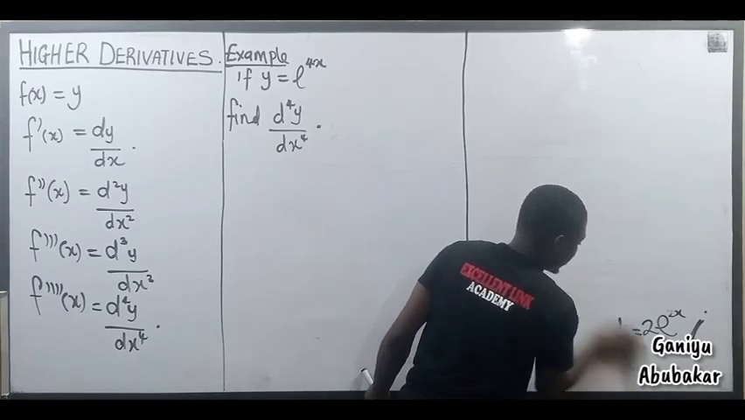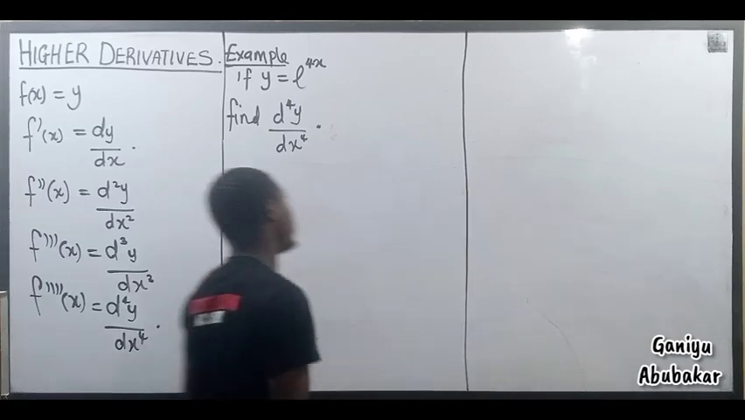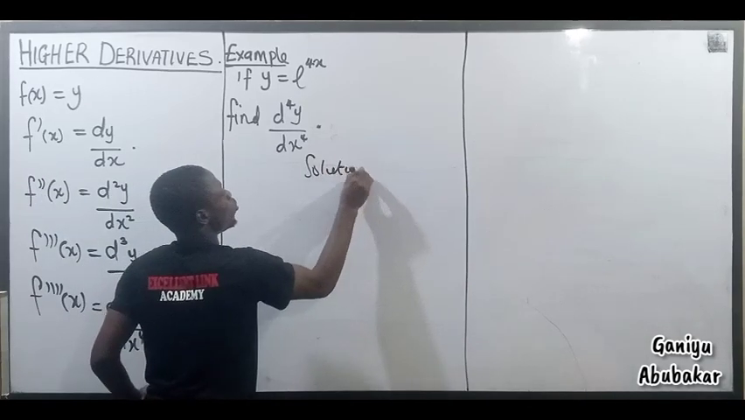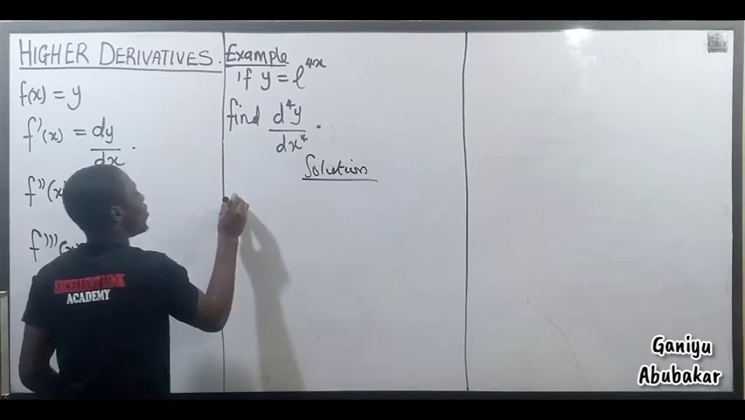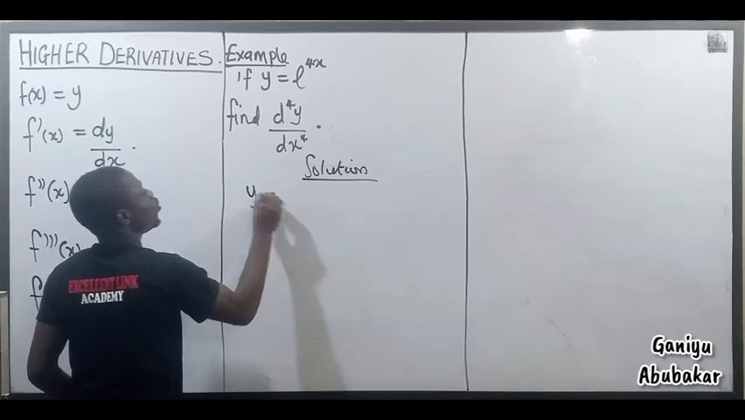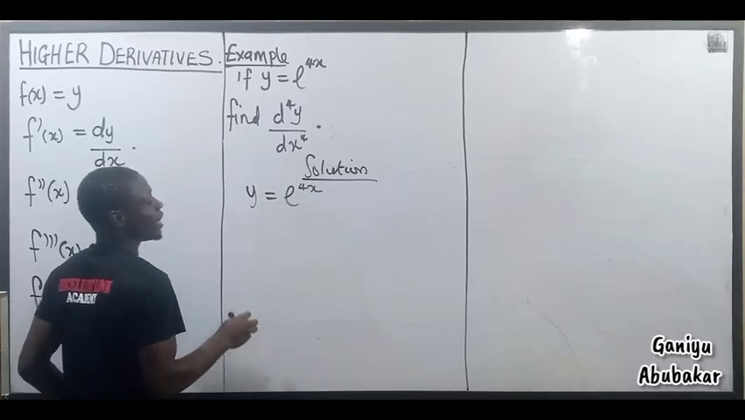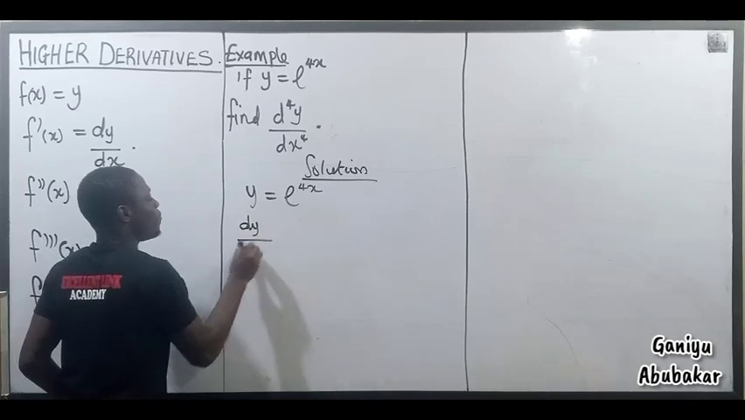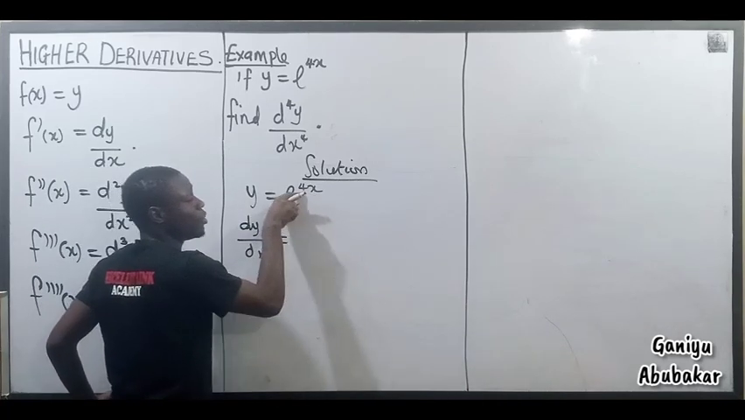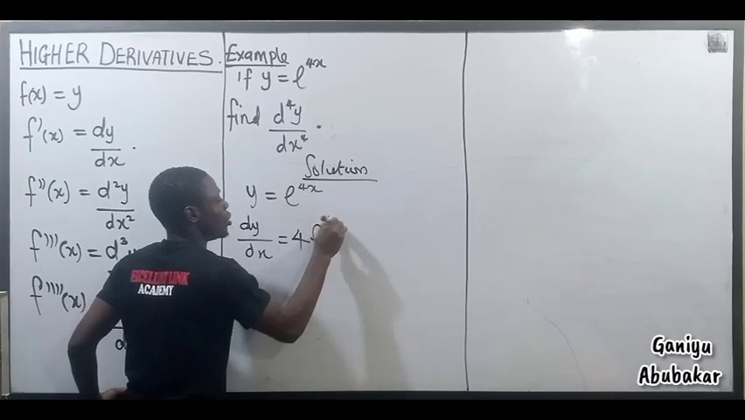Applying the shortcut, first things first, my first task is to get the dy over dx value. So, solution. I'm given that y is equal to exponential 4x. First, get the dy over dx value. dy over dx is equal to the derivative of the power here. If I differentiate the power, I'll have 4. Then repeat the question, exponential 4x.